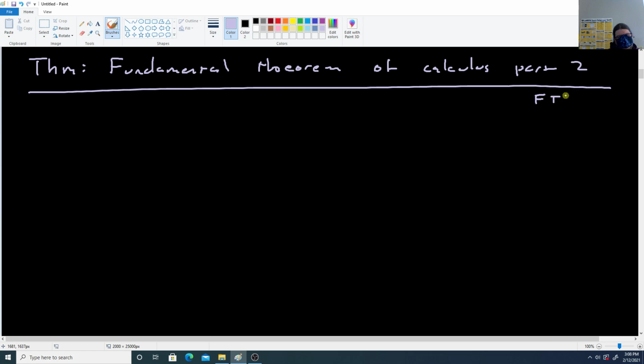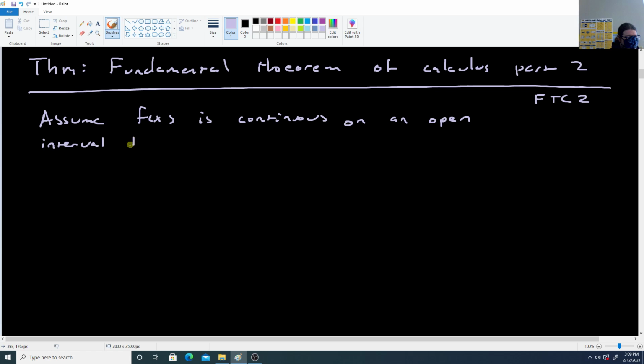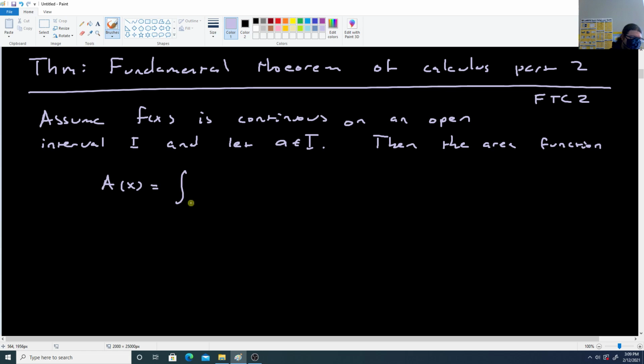And we abbreviate that FTC2, okay. So we'll say assume that f of x is continuous on an open interval I, and let a be an element of I. Then the area function, we'll call it A of x, which equals the integral from a up to x of f of t dt.